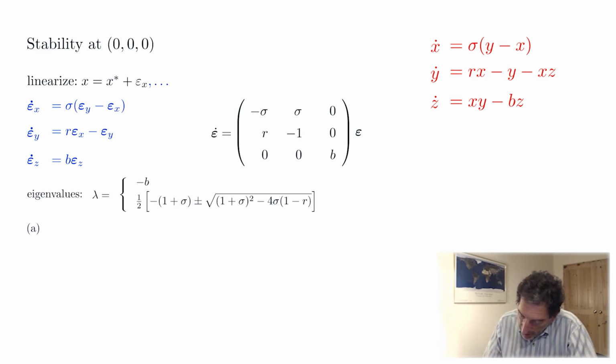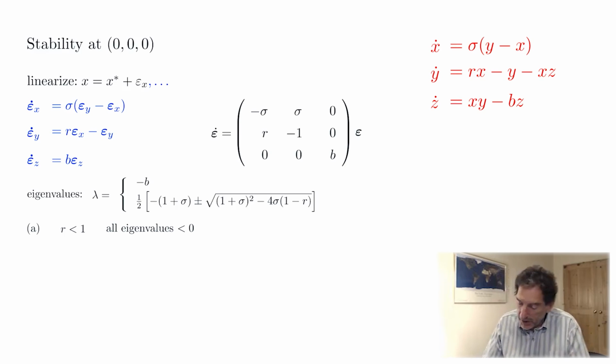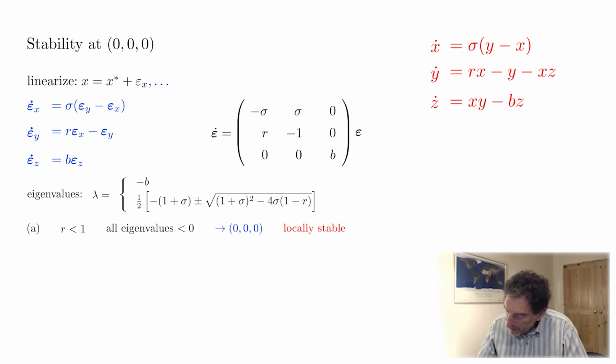One is when r is less than 1. When r is less than 1, you can see that inside the square root, there's a subtraction from the 1 plus sigma squared term, and so the thing inside the square root is smaller than the minus 1 minus sigma in front. What it means is that all three eigenvalues are less than 0. So that means that the point 0, 0, 0, the origin, is locally stable. That is, if I start close enough to the fixed point that I can do a linearized stability analysis, any point that's close to the fixed point is attracted to 0.